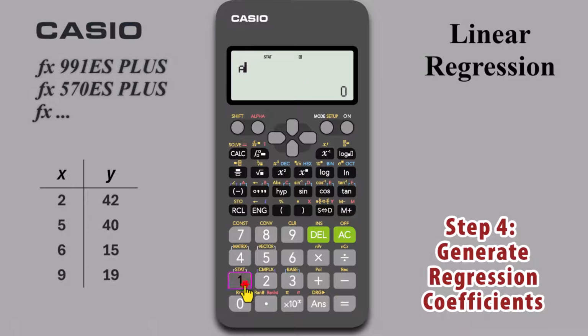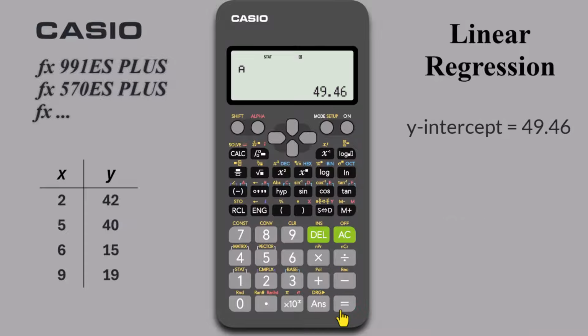Let's press 1 then equals to display A. The y-intercept is 49.46. Press AC to clear. Press Shift 1. Press 5 for regression.